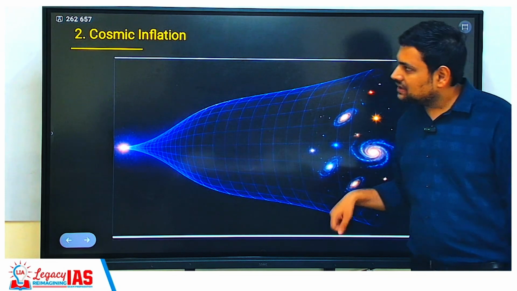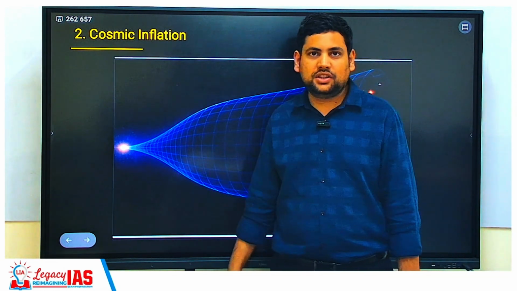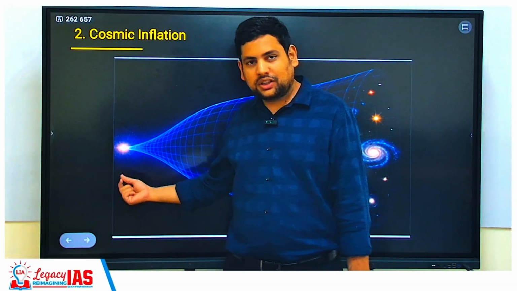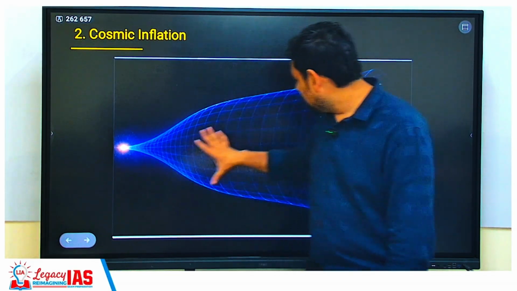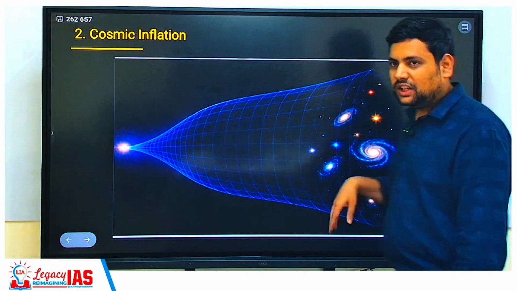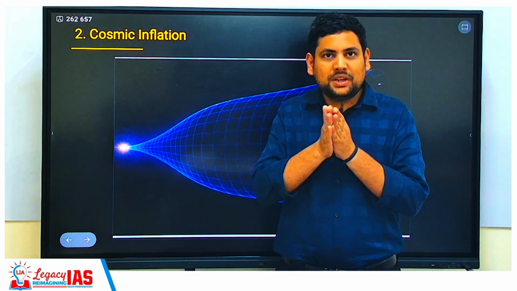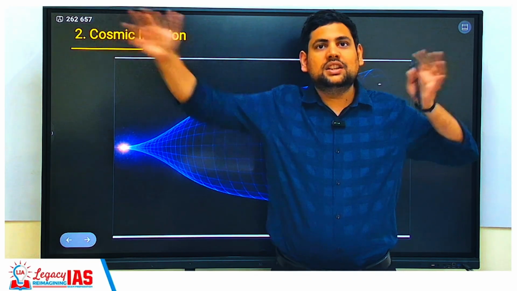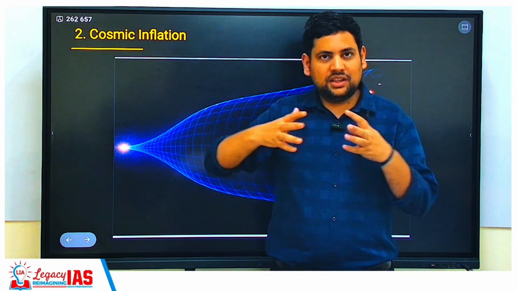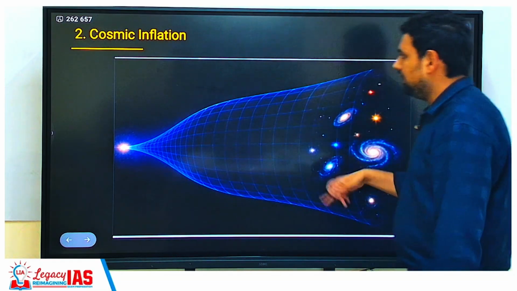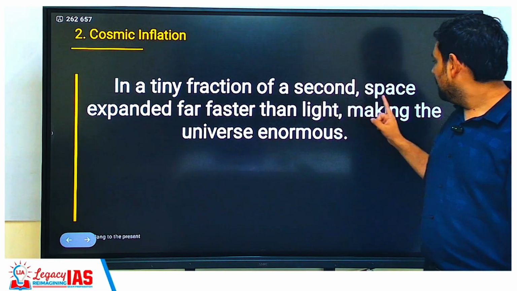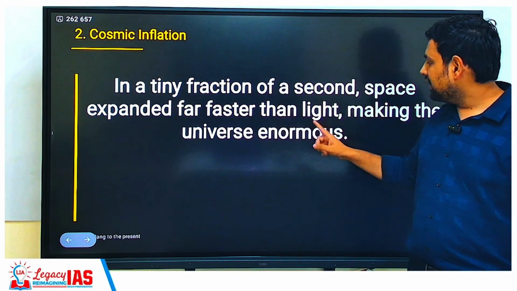Then came the second stage, which is cosmic inflation. So, this is from this small dot, you can say. This is what you are seeing. So, basically, things have started to expand. This subatomic particle became the size of an atom and bigger, and this expansion that you see here is called cosmic inflation. Okay, in a tiny fraction of a second, space expanded far faster than light.